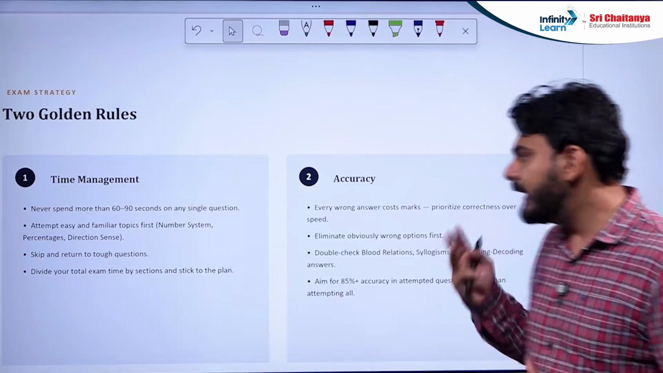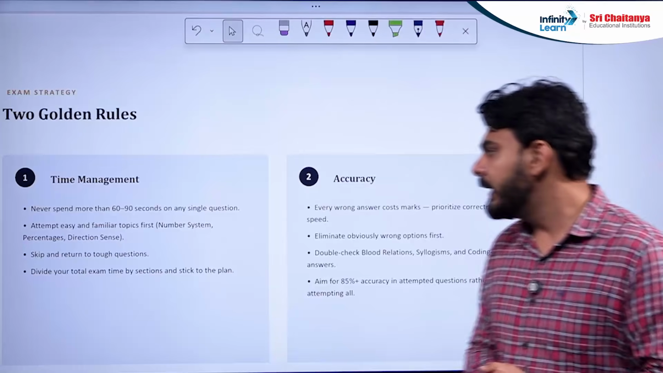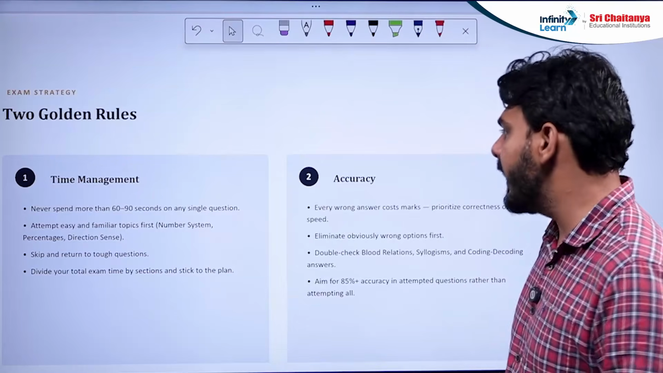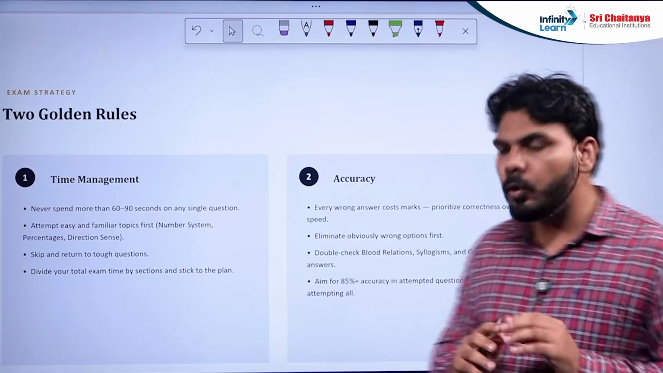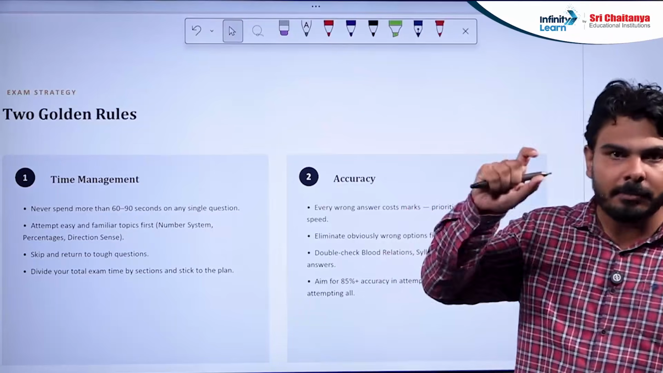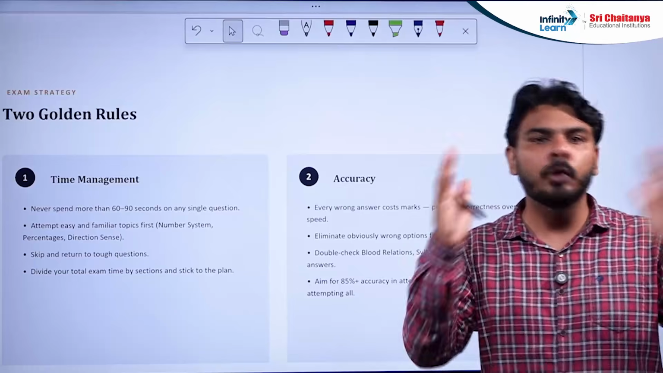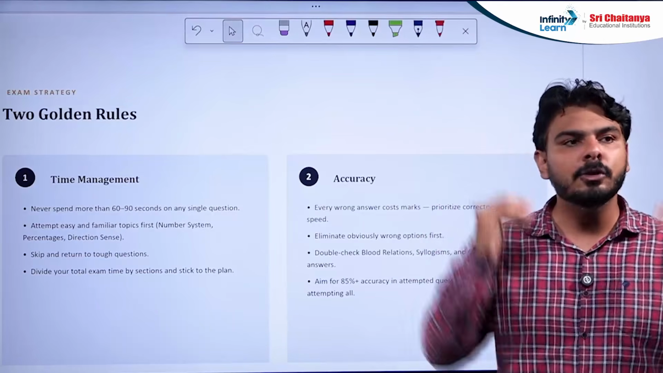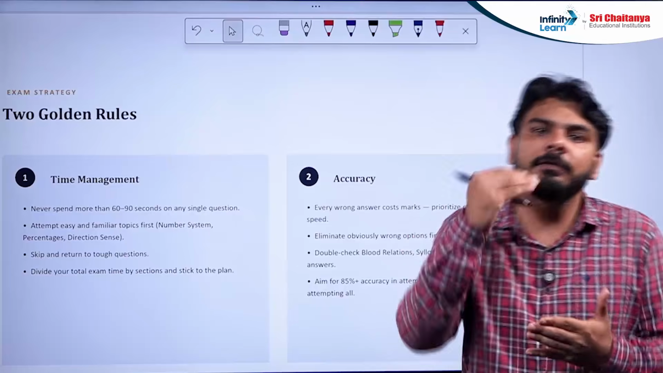The third thing is to skip and return to tough questions. I have already told you about it. The fourth point is to divide your total exam time by sections and stick to the plan. You have to divide your total exam time into sections and plan it before coming to the exam. So how will you attempt? Suppose some students are good in mental ability, so they will start with mental ability.